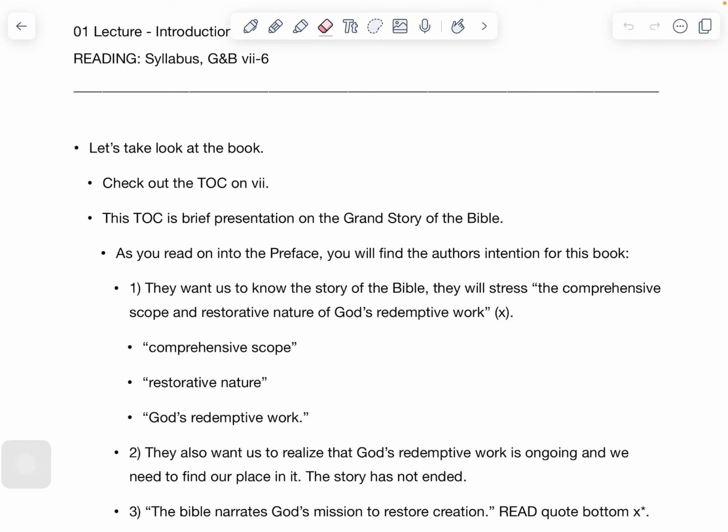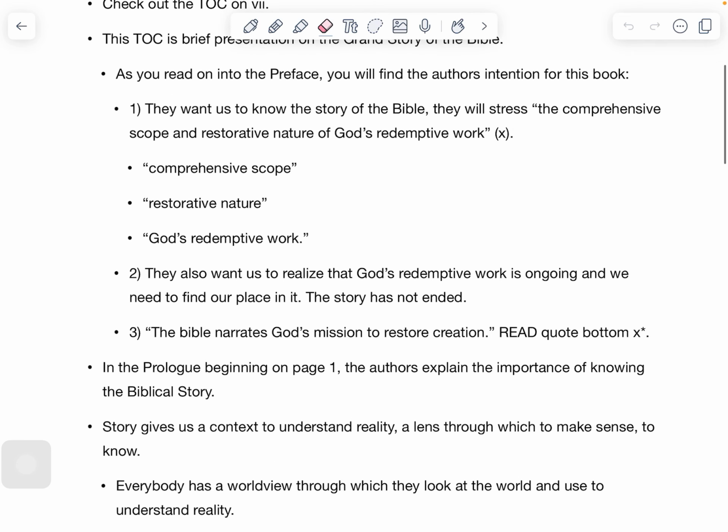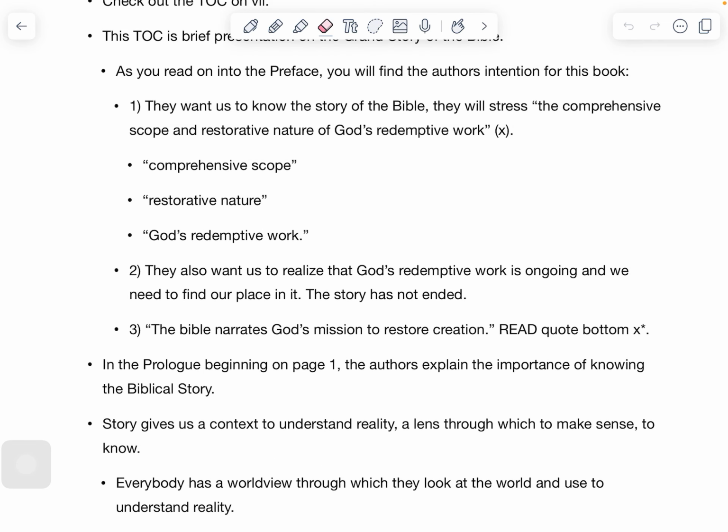These stories set a pattern and a model for us to realize what is really going on in our own lives. The Bible narrates God's mission to restore creation. You see my note here to read the quote from the bottom of page Roman numeral 10.